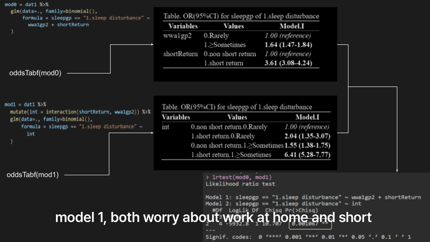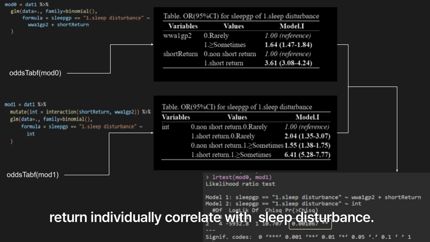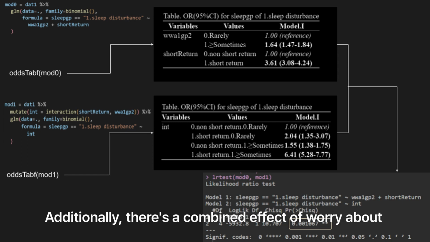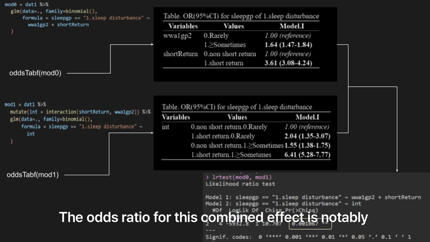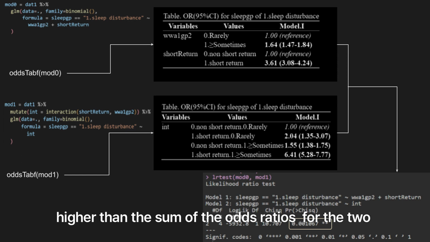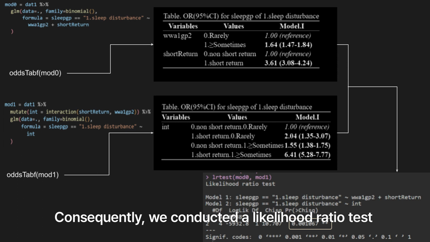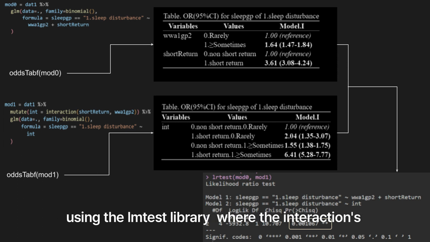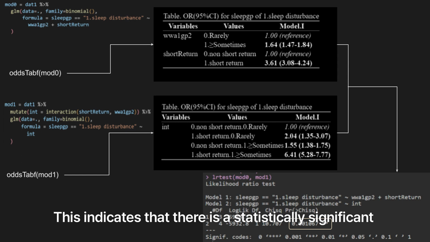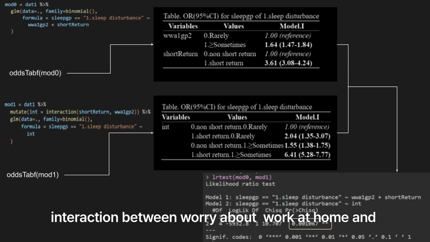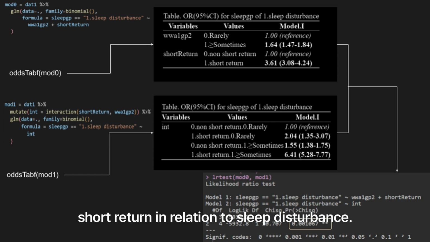In Model 1, both worry about work at home and short return individually correlate with sleep disturbance. Additionally, there's a combined effect of worry about work at home and short return on sleep disturbance. The odds ratio for this combined effect is notably higher than the sum of the odds ratios for the two variables separately. Consequently, we conducted a likelihood ratio test using the lmtest library, where the interaction's p-value is found to be below 0.1. This indicates that there is a statistically significant interaction between worry about work at home and short return in relation to sleep disturbance.